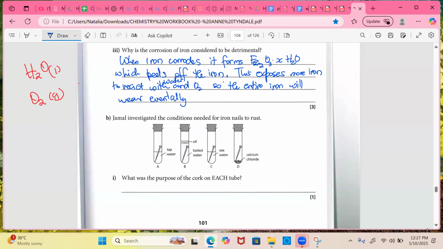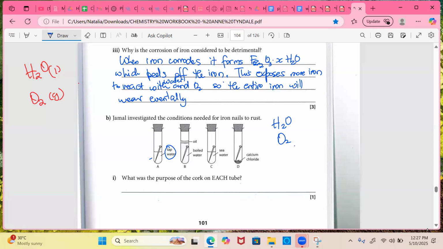Investigate conditions needed for iron nails to rust. So here we have tap water. In order for rusting to occur, we need both water and oxygen to be present. So here we just have water. Will rusting occur in A?